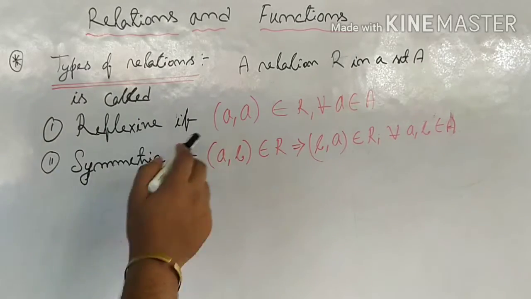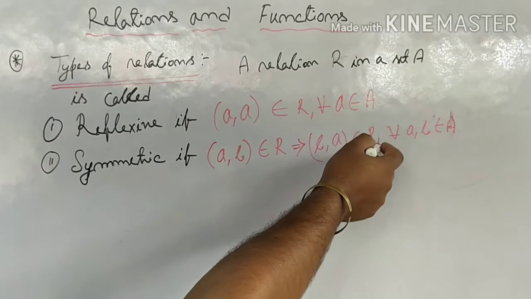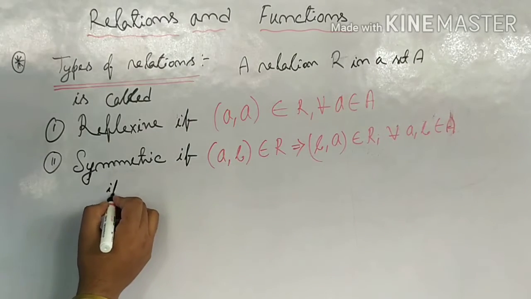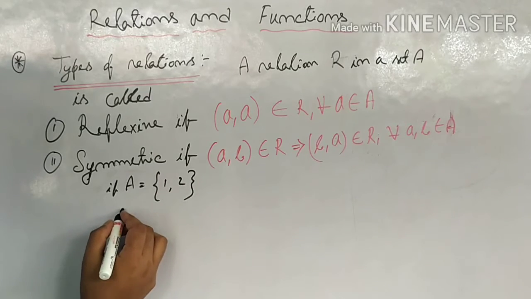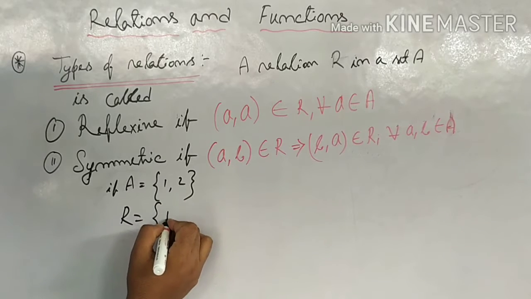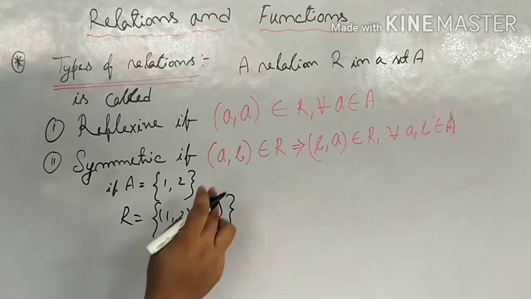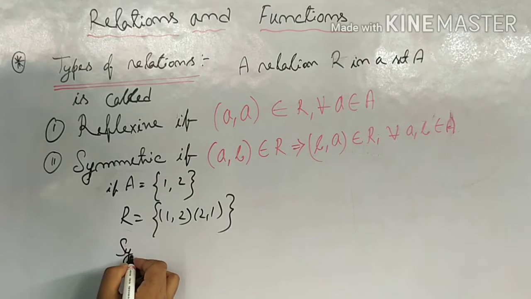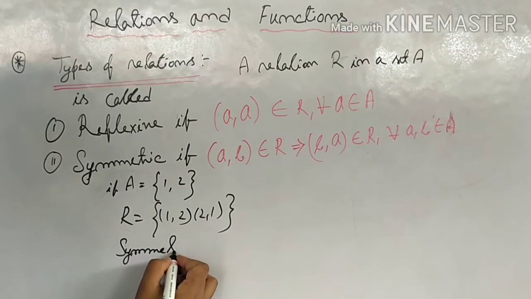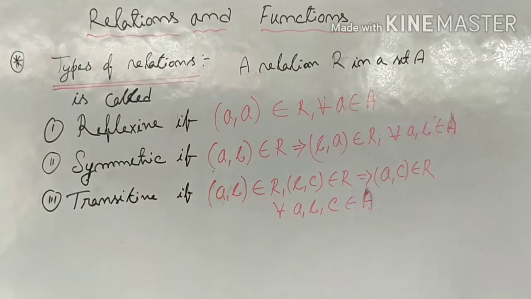Now symmetric. We call a relation symmetric if (a, b) belongs to R, then (b, a) also belongs to R, for all a, b belongs to A. Suppose A equals {1, 2}, and R equals {(1, 2), (2, 1)}. See, (a, b) belongs to R means (1, 2) belongs to R, so (b, a) means (2, 1) also belongs to R. Therefore R is symmetric. Understood?